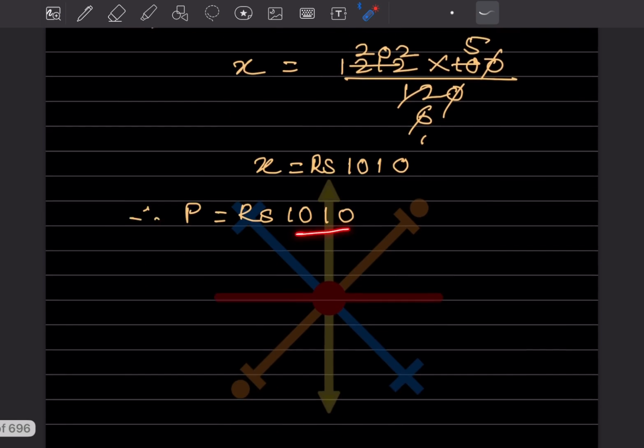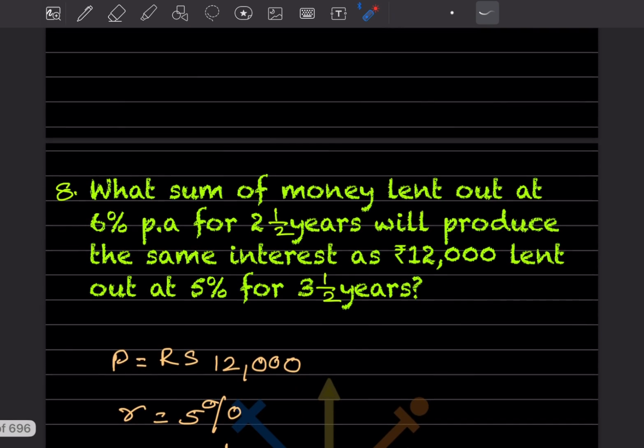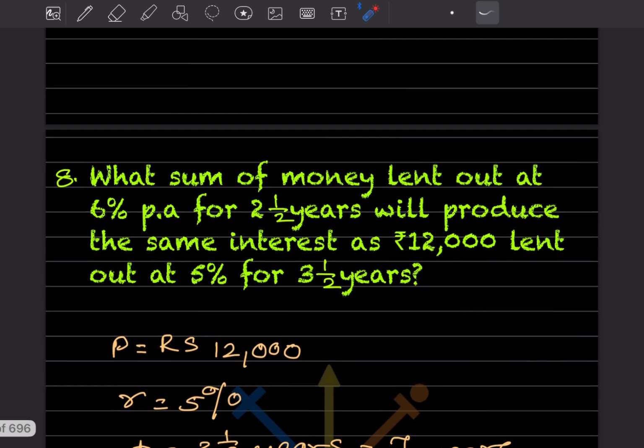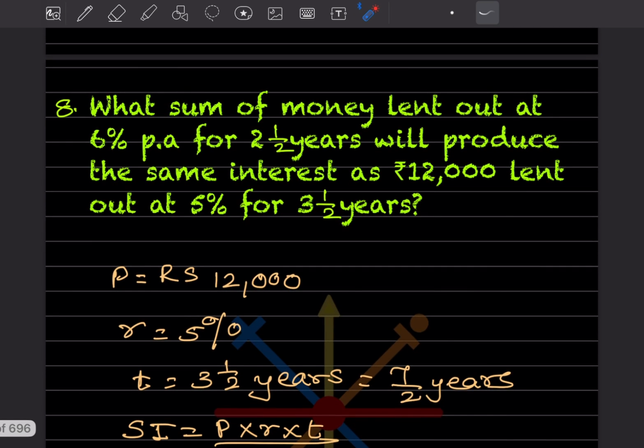What sum of money lent out at 6% per annum for 2.5 years will produce the same interest as rupees 12,000 lent out at 5% for 3.5 years? So now let us see this one. The principal is given as 12,000. We will see this part first, because we will think of the first part later.